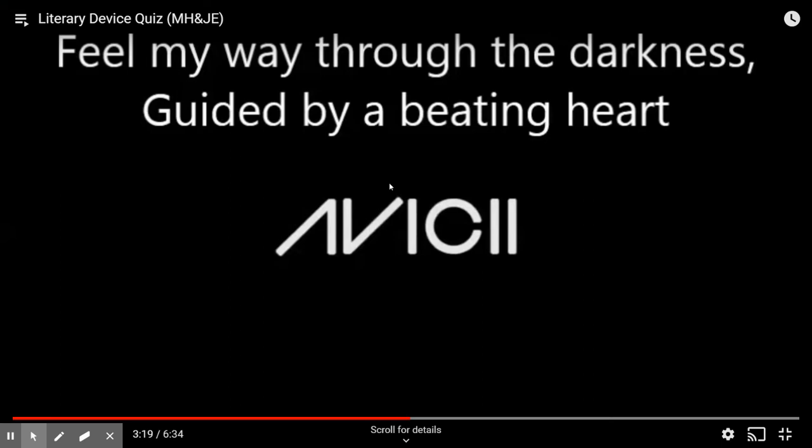Okay, so feel my way through the darkness, guided by a beating heart. So he's guided by a beating heart, guided by a heart. What kind of literary device is used there?